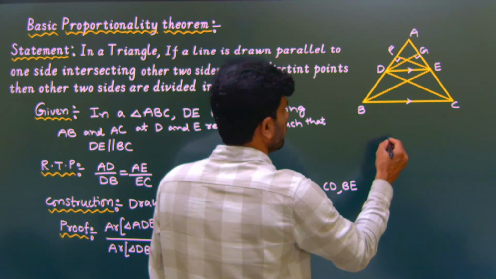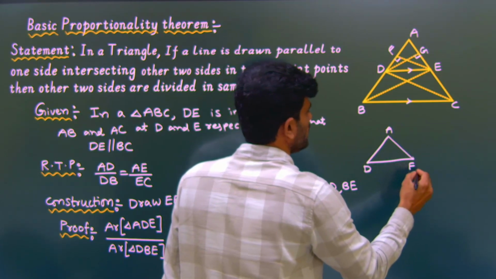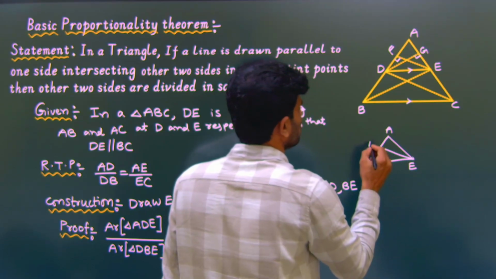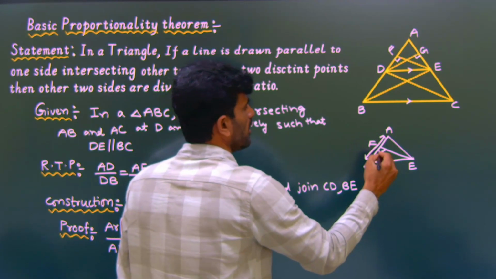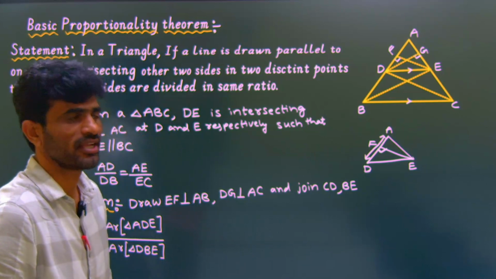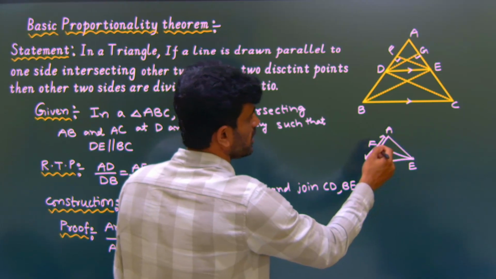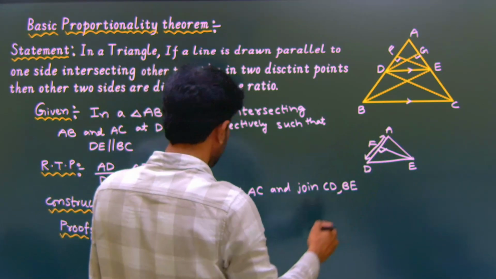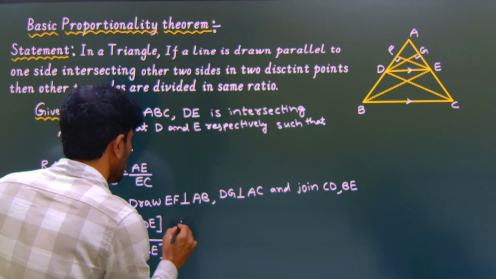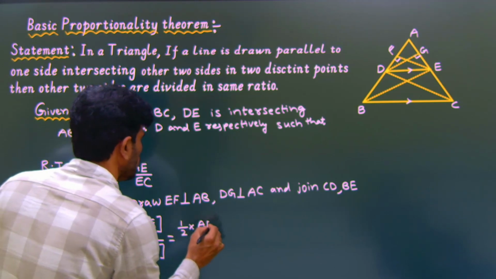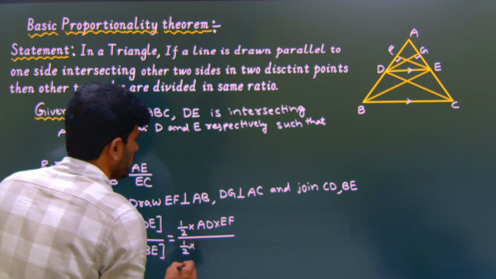If you see triangle ADE, in this ADE we have EF like this. This is F, this is E. Here this is the base of the triangle, and this is the height of the triangle. Generally, what is the area of a triangle? Half into base into height. So for this triangle, the area is half into AD into EF, because AD is the base and EF is the height. So the area of triangle ADE can be written as half into AD into EF.